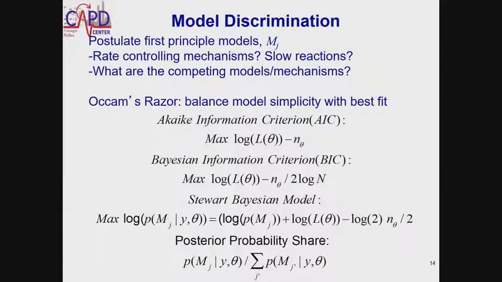So now what do we do with model discrimination? Now this is kind of interesting. What we're going to find out in the case studies is that there are going to be families of different models. You can conjecture and postulate different models, and so there's a maximum likelihood form, a Bayesian form, where we can say, I've got this family of candidate models, MJ. And they could be rate controlling mechanisms, slow reactions, competing mechanisms.